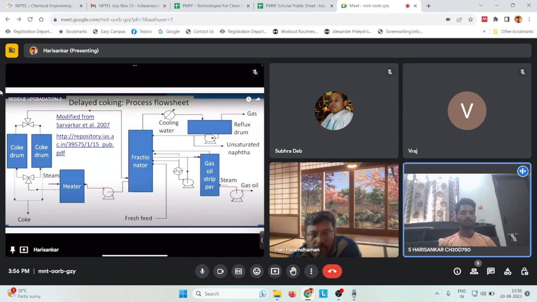So delayed coking: this is a brief flowchart. I drew a very vague one a couple of slides back. This is where the feed goes. The feed is heated and then sent to a coke drum where the coking happens, and that is why the process is called delayed coking. From there, it goes to the fractionator to fractionate out the gas, the liquid products, as well as the coke. Just a brief overview of the flow sheet of delayed coking.